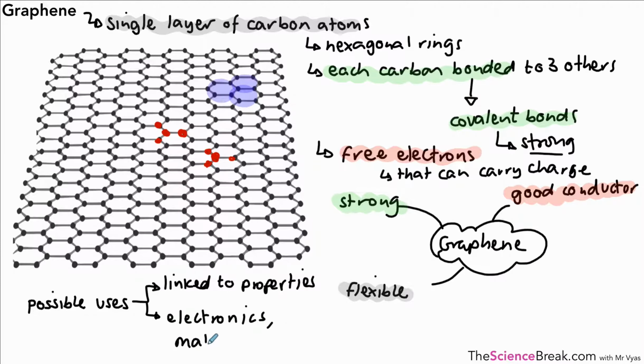So possible uses include in electronics, for example, in computers, but also in materials. So one use I saw recently reading about this was in bulletproof vests. It's very light and very strong, and therefore that could be a potential use instead of a substance that's currently used called Kevlar. Graphene is actually stronger than Kevlar. So that's our graphene. What we're going to look at next is the fullerenes.